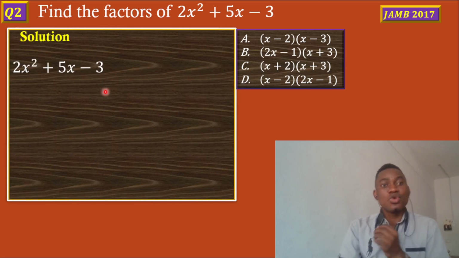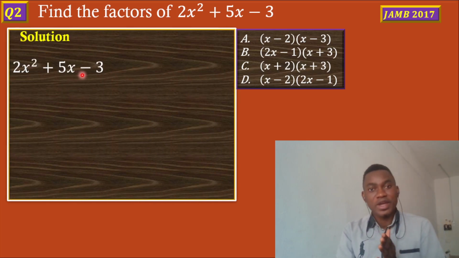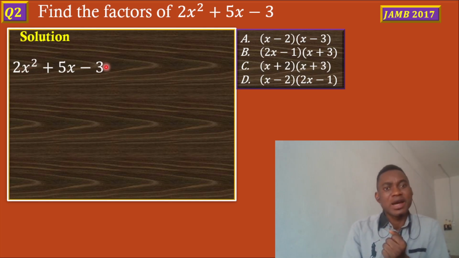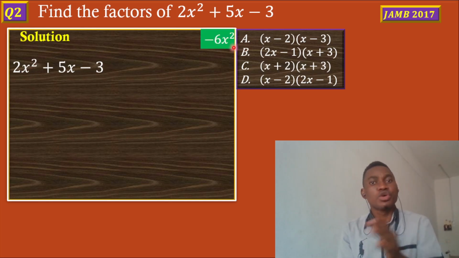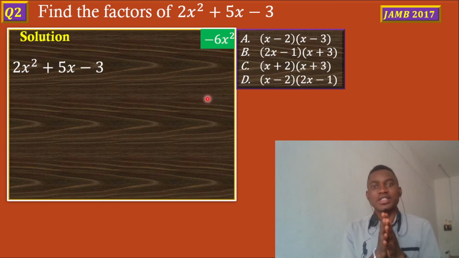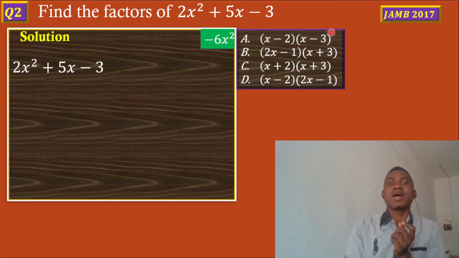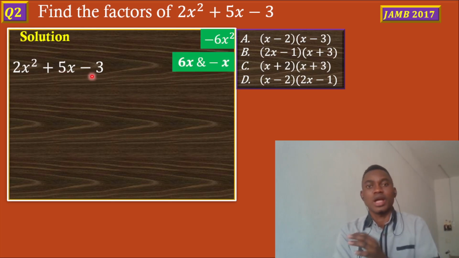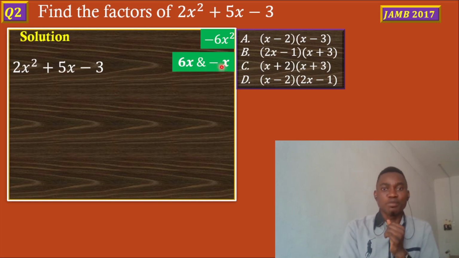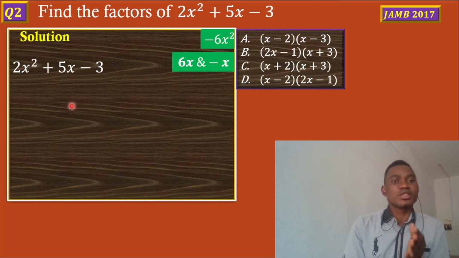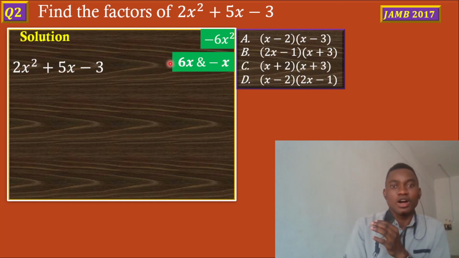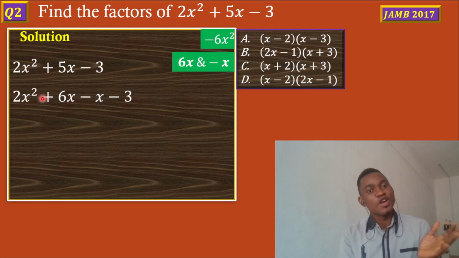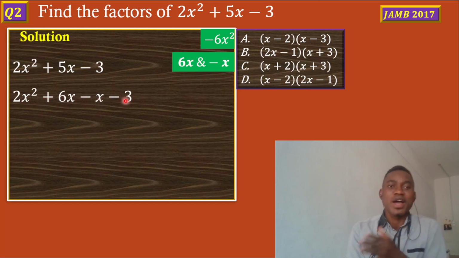We have 2x squared plus 5x minus 3. We are going to multiply 2x squared by minus 3 together to give us minus 6x squared. The next thing is to look for two factors of minus 6x squared that will add up to give us plus 5x. And the two factors are 6x and minus x. So we're going to replace the middle term with 6x and minus x. And that gives us 2x squared plus 6x minus x minus 3.